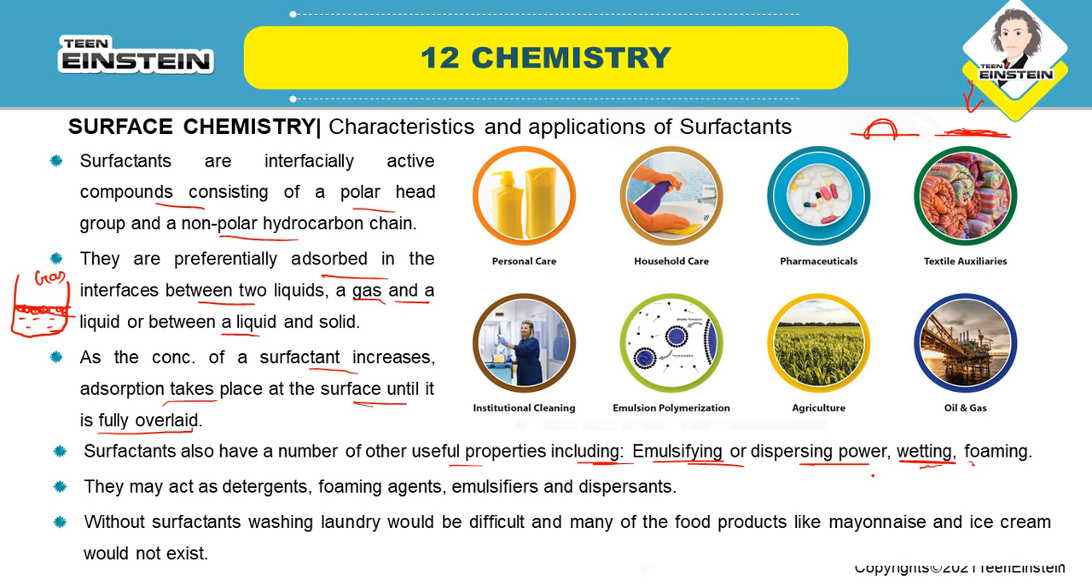That is why it helps in wetting or spreading, and also foaming. Foam is also one type of colloid, so basically it helps to form different types of colloids. They may act as detergents. These are practical applications: foaming agents, emulsifier, dispersant. These are the different fields in which it is used. See how versatile it is. Washing laundry is our daily requirement and would be difficult without surfactant, and many common food products like mayonnaise and ice cream would not exist. So these are the important applications of surfactant.